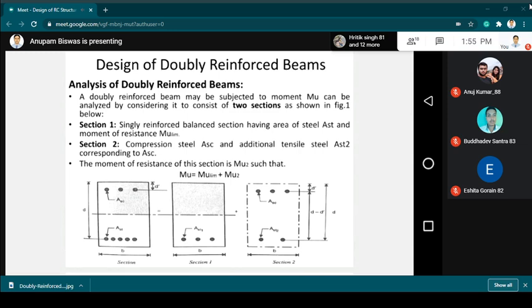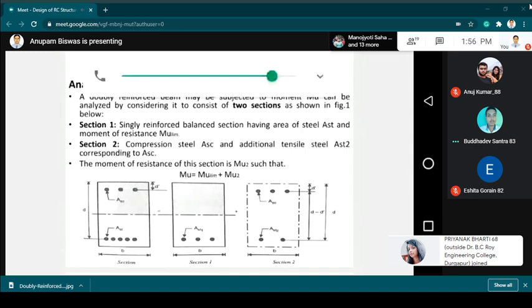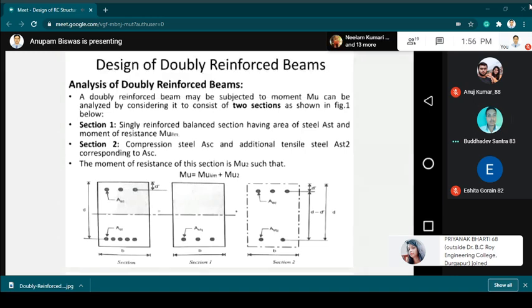Yes, Buddhadev, you are not audible. Sir, which is clear cover? You are not audible, Buddhadev. You are unmuting, but... Sir, clear cover.